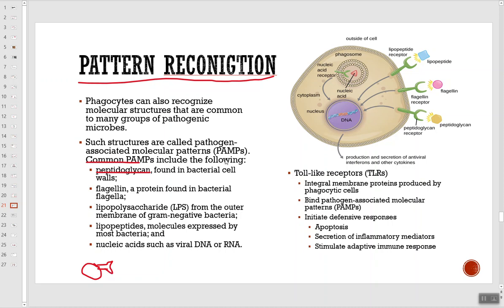So it's not really as specific as the adaptive, but it's more specific than we had initially thought. Flagellin is a protein that bacteria use in their flagella. LPS, oh, that starts everybody off. You remember that from the gram negatives.